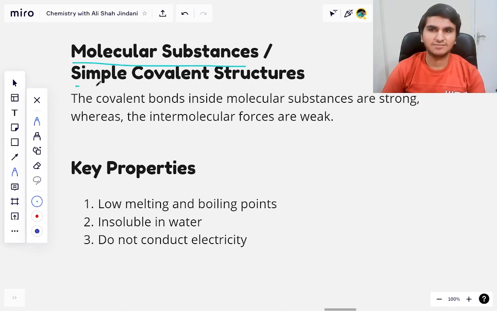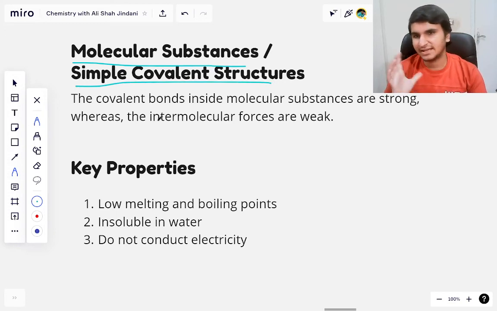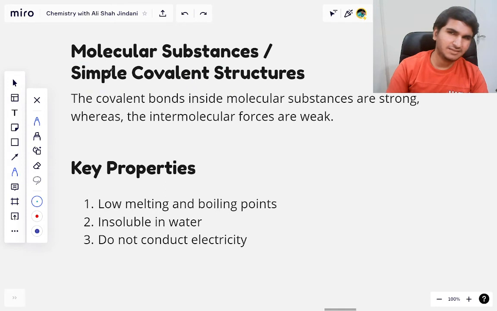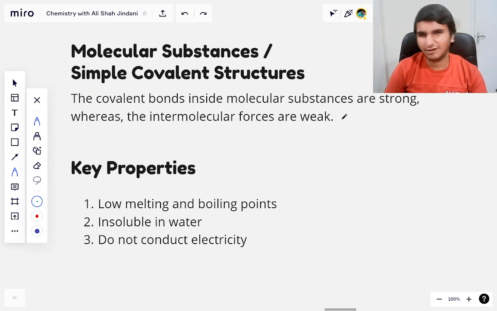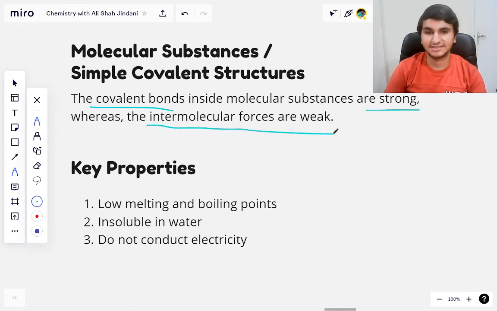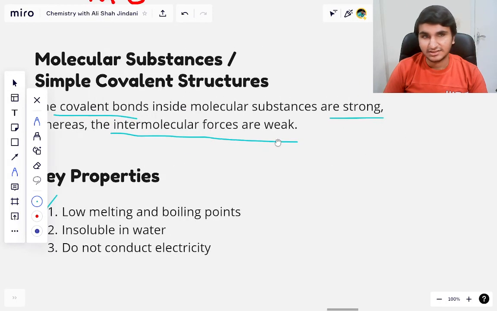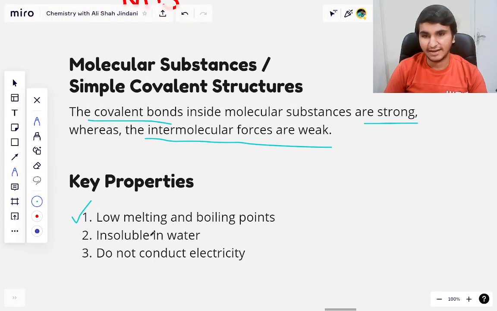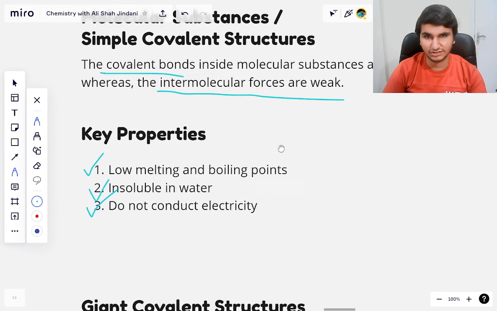We have these molecular substances, also known as covalent structures. And basically, we also call them the weak structures. Why do we call them weak? Because the covalent bonds inside them are strong, but the intermolecular forces are weak, which means that they have a low melting point, they have a low boiling point, and they are insoluble and do not conduct electricity. So let me tell you about each of these.